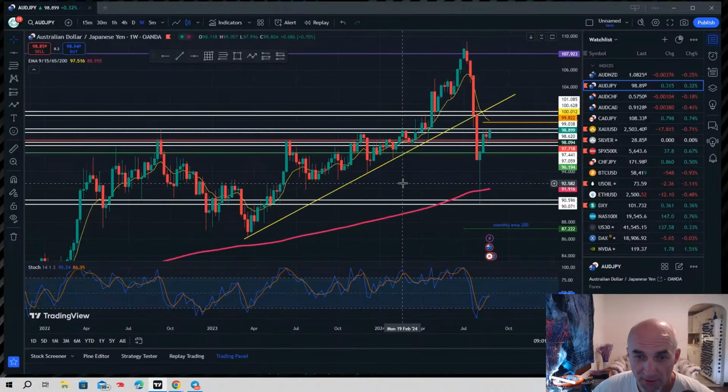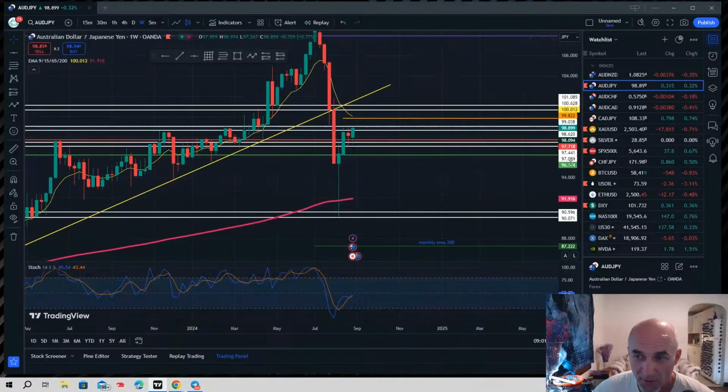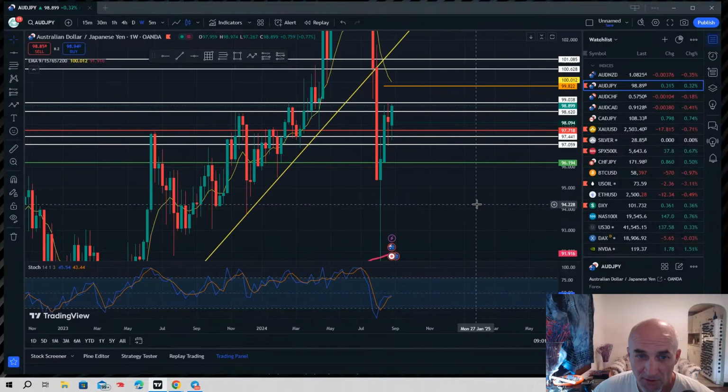Yep, that's what it is. See all these markings, see all these price zones.